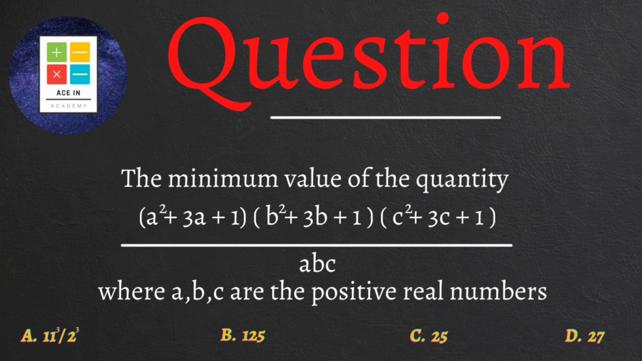Now we are provided 4 options for this question. Option A 11³ by 2³, option B 125, option C 25 and option D 27. So this was our question that has been taken from the test of mathematics book at 10+2 level, and I would like you to try this question first by yourself and then come to this video for the solution.